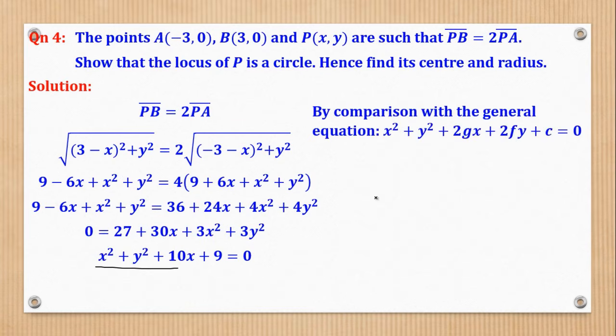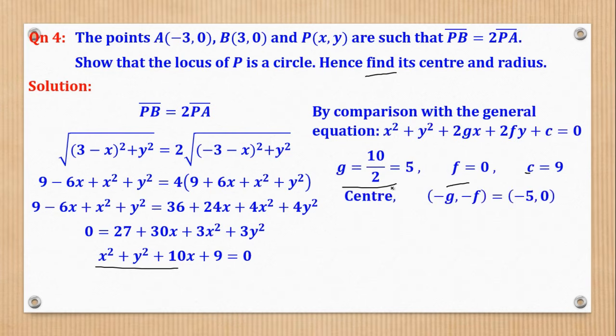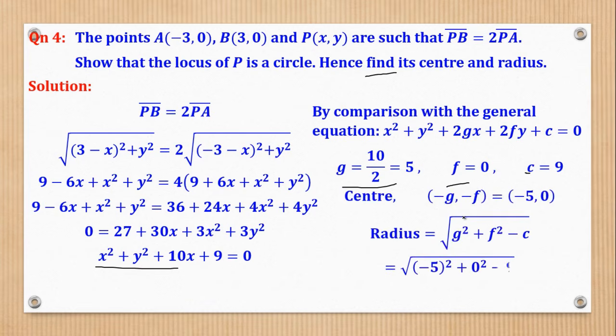So this will be the locus, but they also told us to get the radius and center. So the G is that, F is that, and C is that. Therefore center will be that and radius will be that.